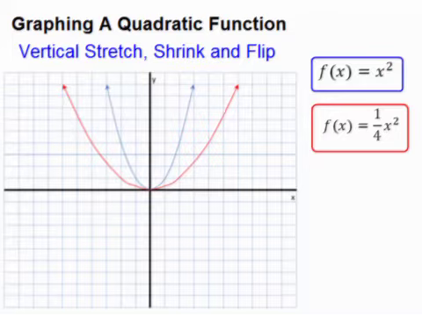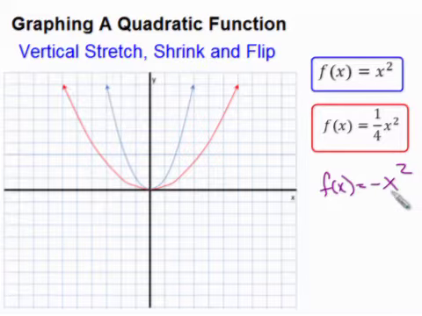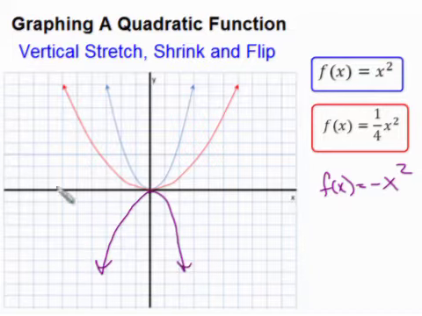The third concept to think about with the leading coefficient is looking at what happens when a is negative. So if we let f of x equals negative x squared, then we would take all of our y values in the blue graph and graph the opposite of those. Or what it would do is turn the graph upside down. It flips it over the x-axis.